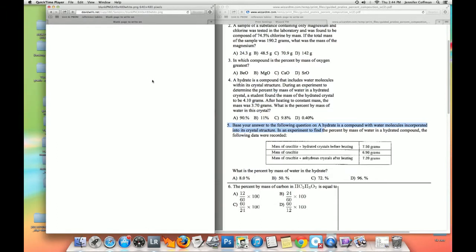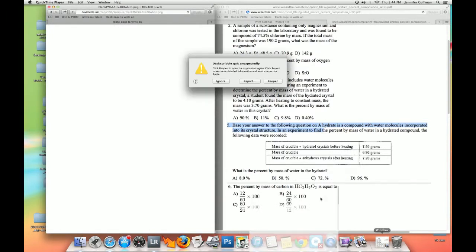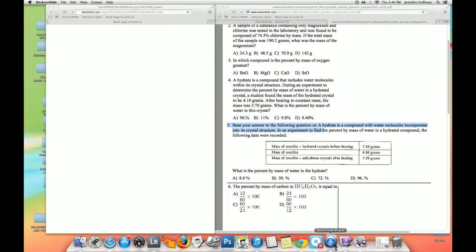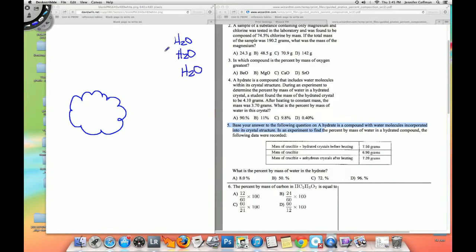So we can reweigh that crystal, and when we reweigh that crystal, let's see if we can get this to work. Okay, so they're really gone, so they're going to make me do it all over again. When we reweigh the crystal, the crystal is going to weigh less than when we started, because those water molecules are now up here in the atmosphere. So this is just the crystal.